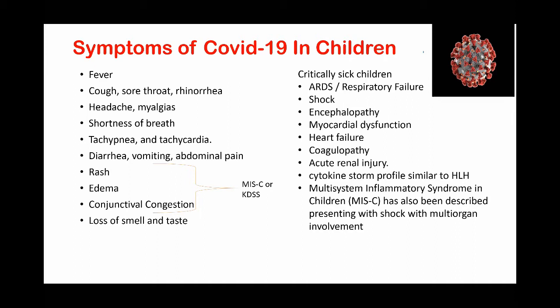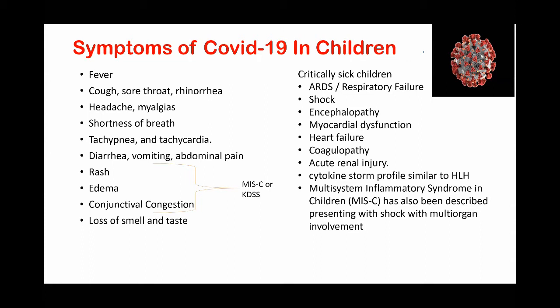Since then, we have read a lot about this, and we have seen a lot of cases all over the world, close to 2,000 cases. Now some people call it MISC, some call it KDSS, that is Kawasaki disease shock syndrome, depending on the presentation. As in Kawasaki disease, here also we have rash, conjunctival congestion, edema, lymphadenopathy, and other things. Loss of smell and taste is definitely found in adults as one of the symptoms.